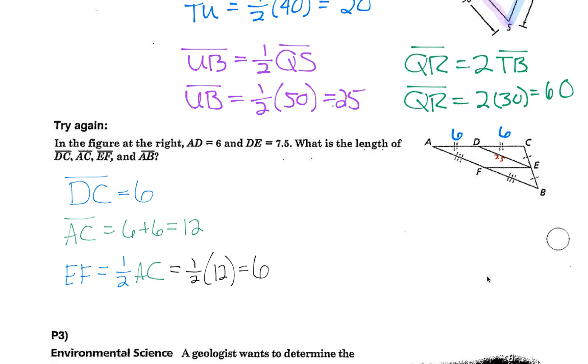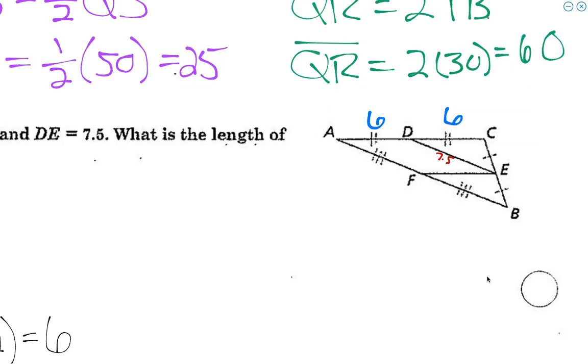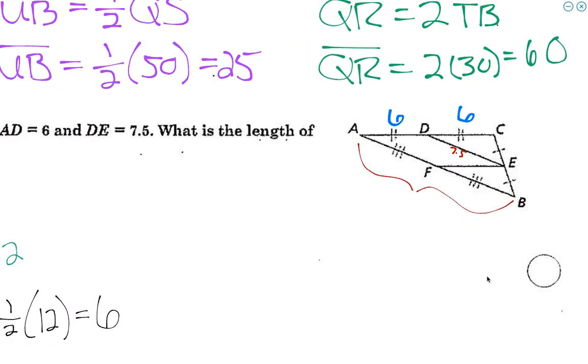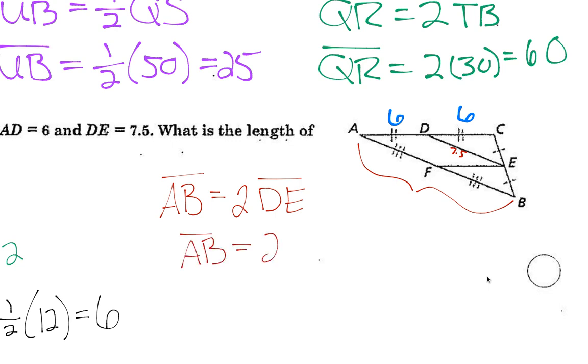And then the last one they're asking for is AB. AB is going to be related to the 7.5. So AB equals twice DE. So AB equals 2 times 7.5, which is 15.